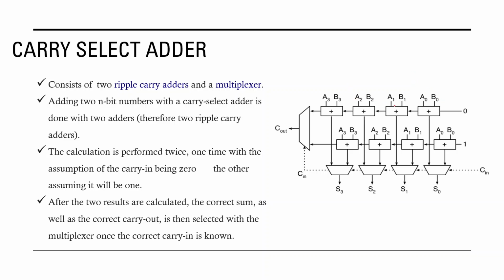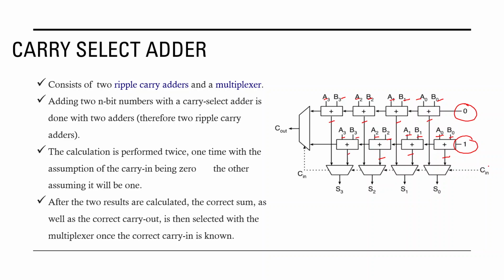Here I will assume a carry in of 0, and then I will compute the addition. A1 B1 produces a sum, A2 B2 produces a sum, A3 B3 produces a sum, by assuming the carry in as 0. In parallel, I will assume the carry in as 1, and then compute the sum of A0 B0, then A1 B1, A2 B2, and A3 B3.